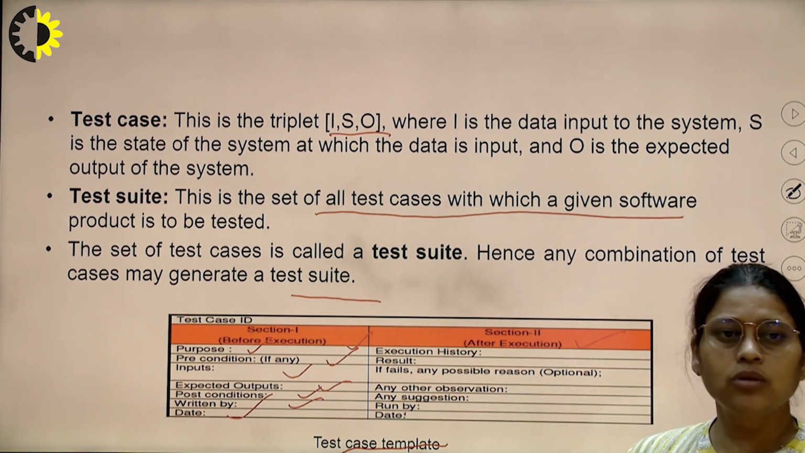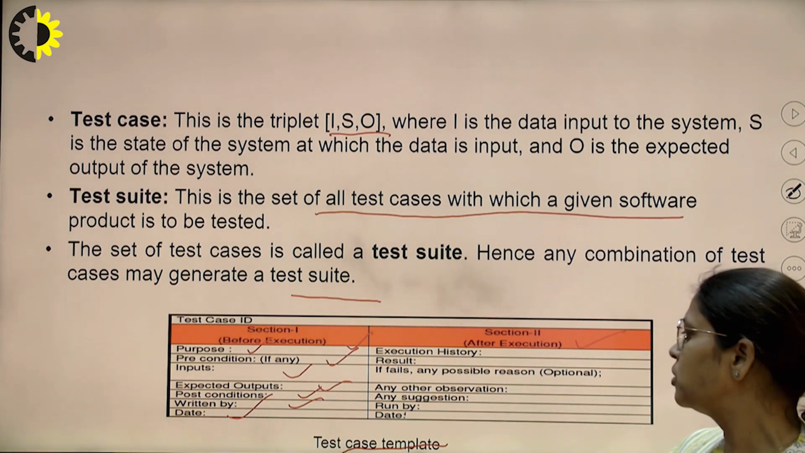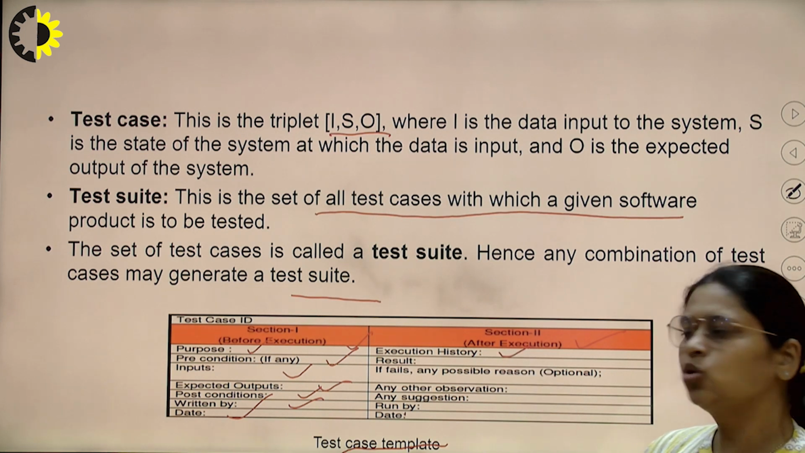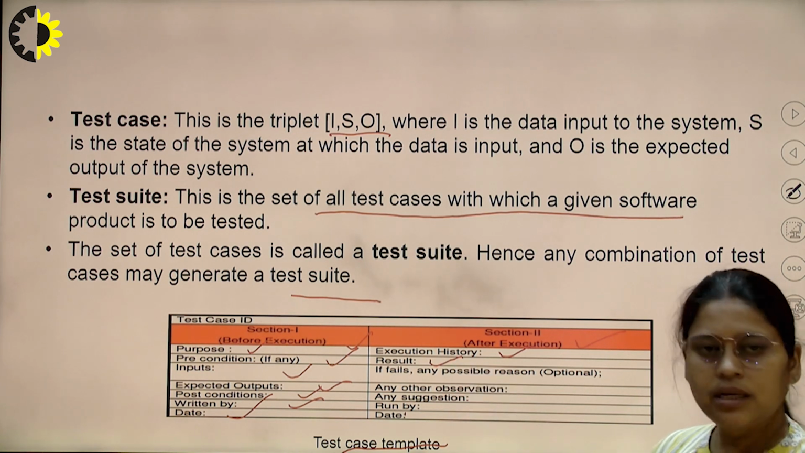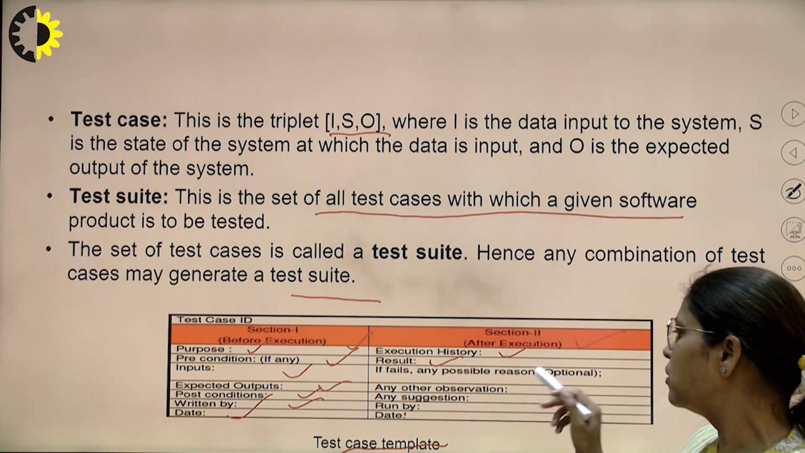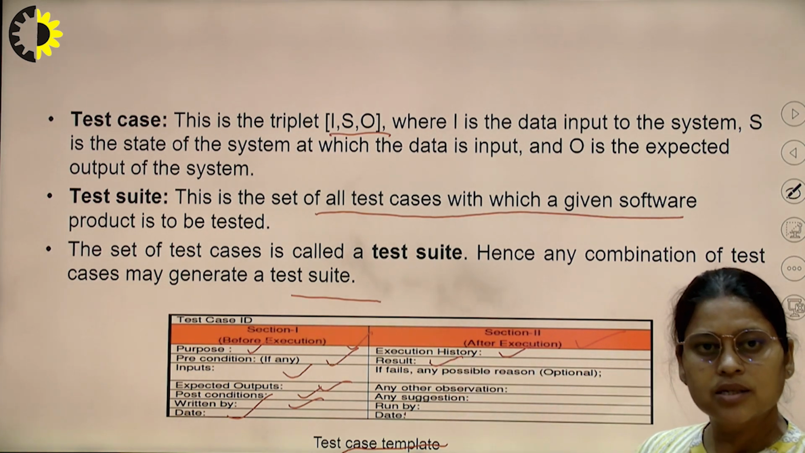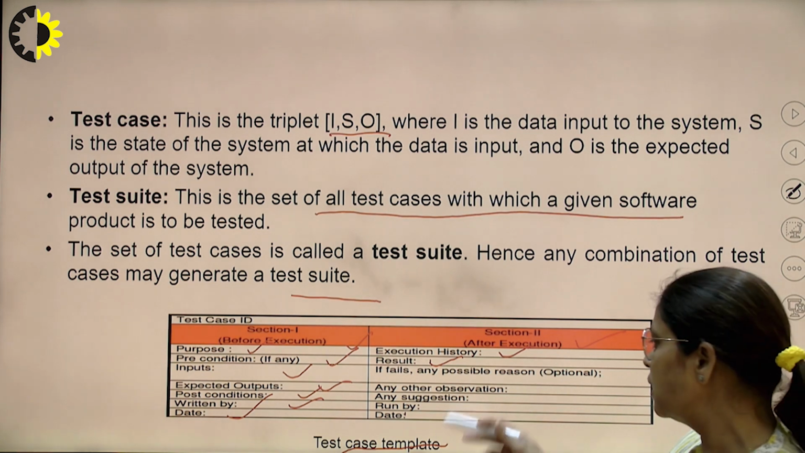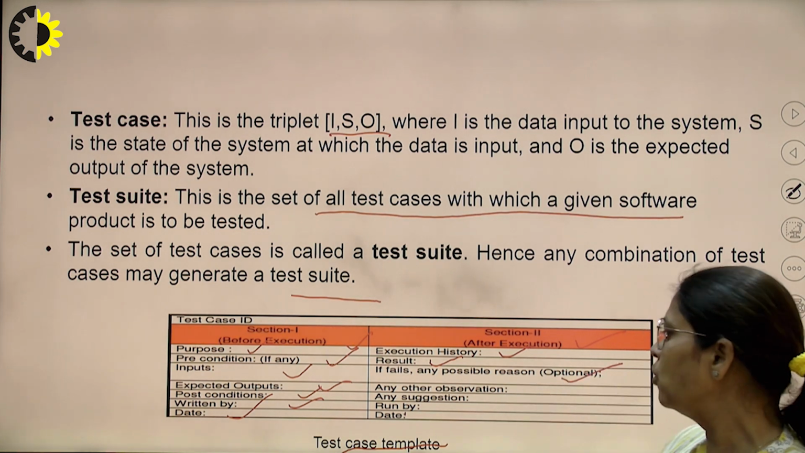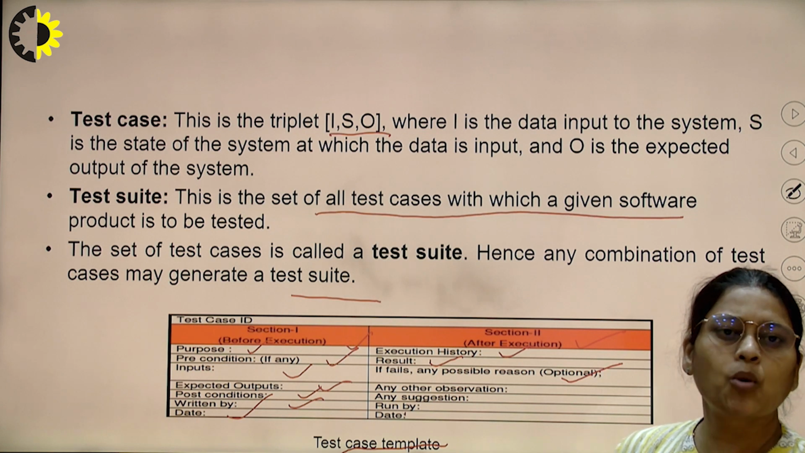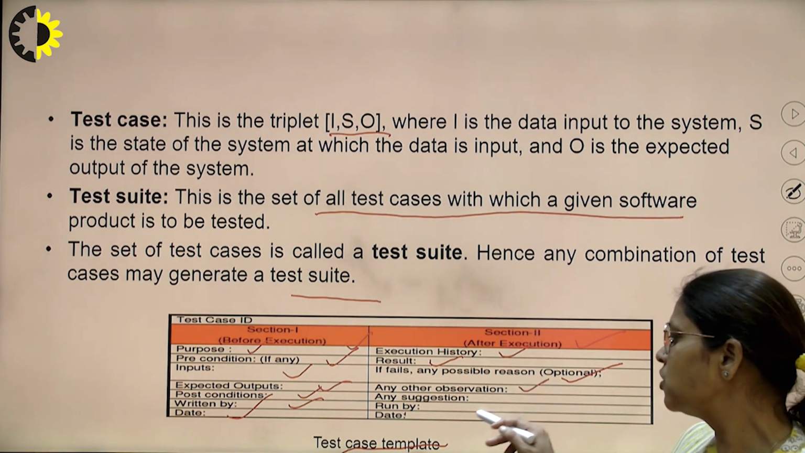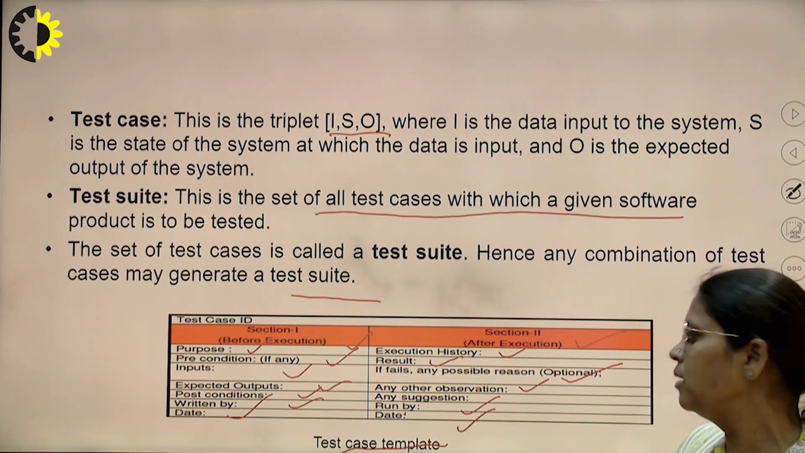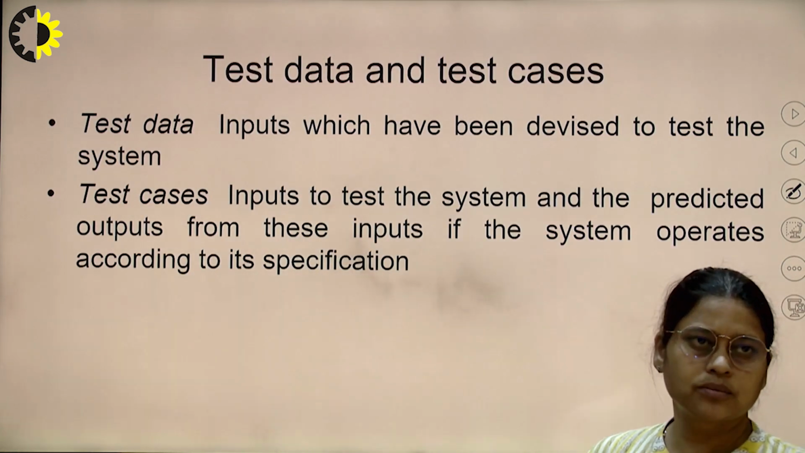Similarly, when we go into the second section, after execution, it shows the execution history of the program, the results, and if some error occurs in this program after testing, then we have to show, if any failure, the possible reasons for the failure. Any other suggestions, run by, and date of execution.